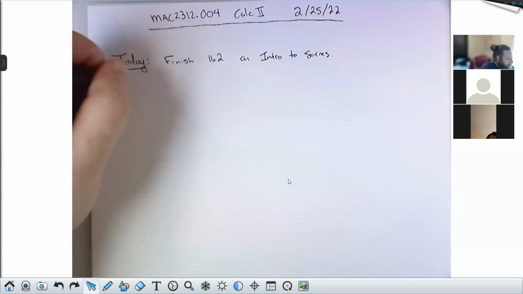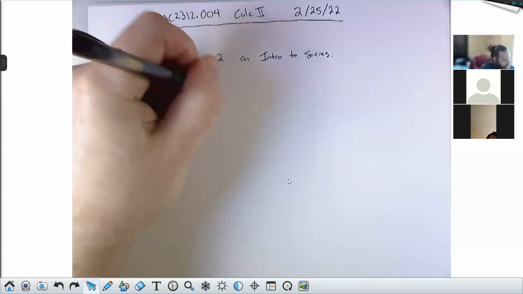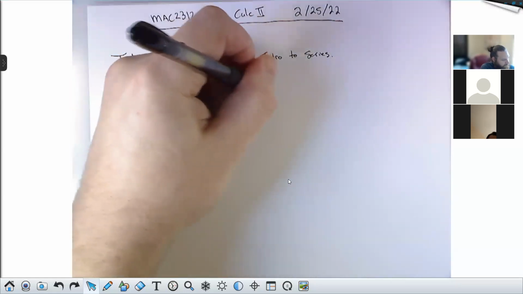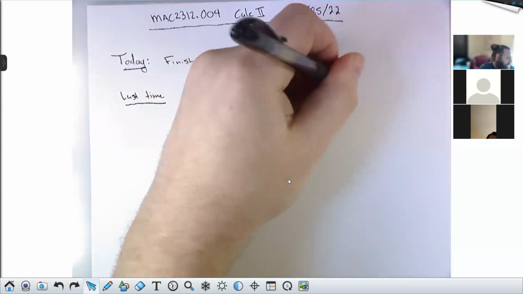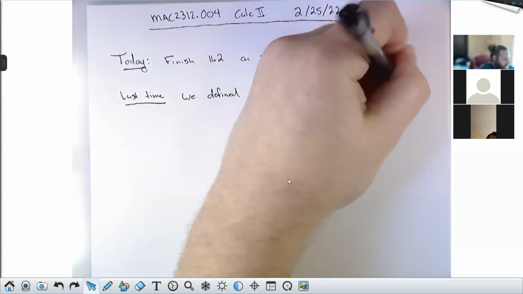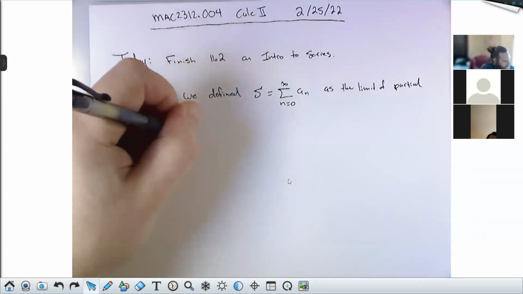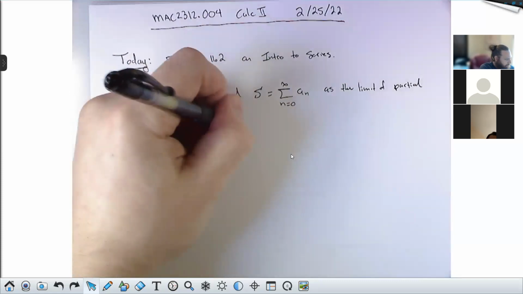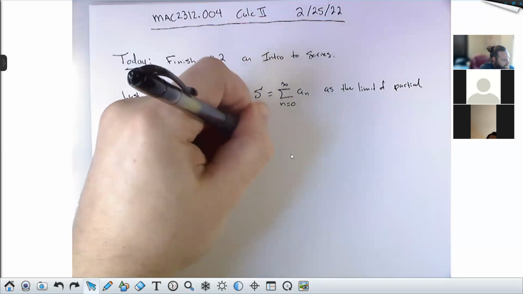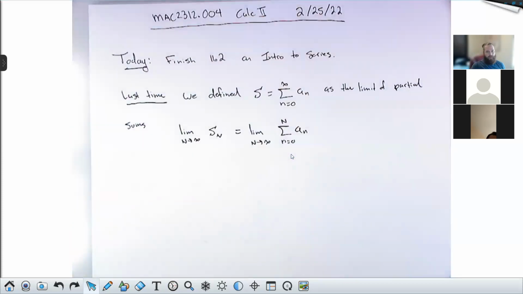Last time, we defined the infinite series S equals sigma n from 0 or wherever to infinity of a_n as the limit of partial sums, as capital N goes to infinity, of S sub capital N. I mentioned that your textbook uses a lowercase n here, which is a terrible choice of notation because it makes it impossible to write this, which is the sort of natural way of understanding this infinite series.